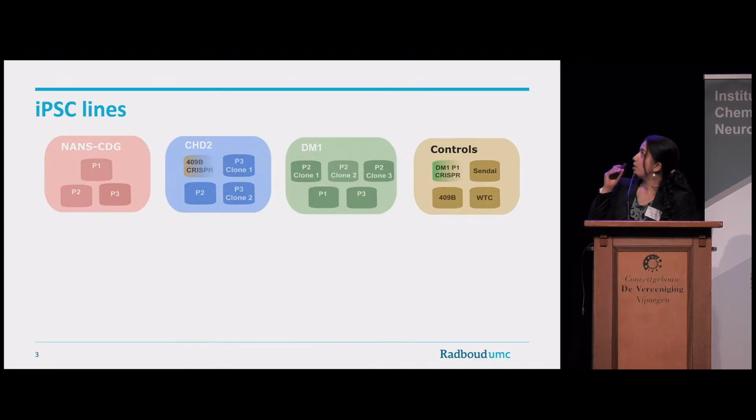It's also important to note that we had 2 isogenic lines. One was a control line wherein the CHD2 mutant was introduced, and the second was the DM1 patient 1 line, wherein the repeat expansion was removed to make it a control line. Also, these were all derived from fibroblasts, except for CHD2, which was derived from PBMCs.